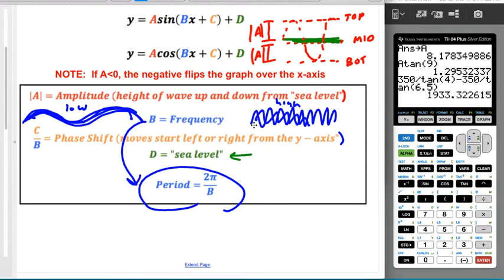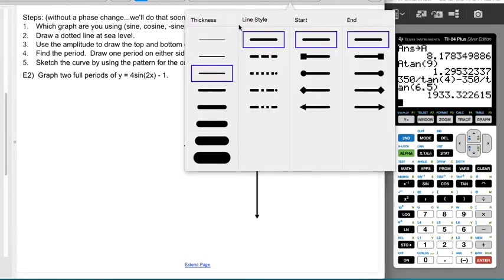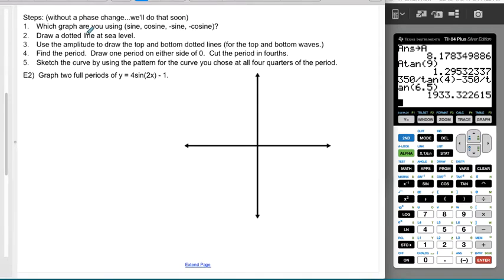But if b is a really high number, then the period is really short. You repeat a wave really fast because it's a really high number. So, all right, let's go ahead and walk through how we're going to graph this. I have a pretty good system for how I graph these. You certainly don't have to do what I do, but it works, and it's worked for a long time. So here's what I do.